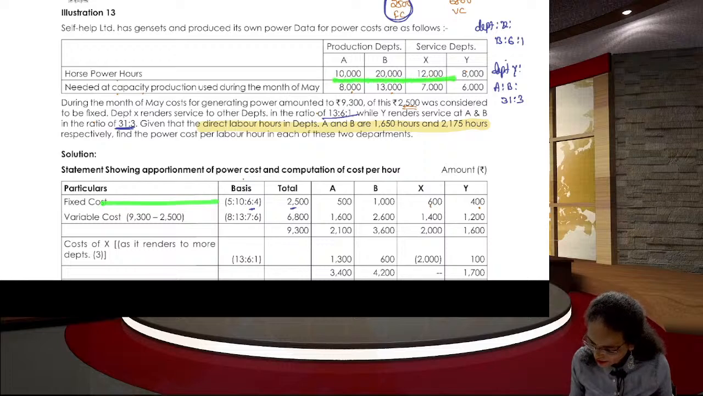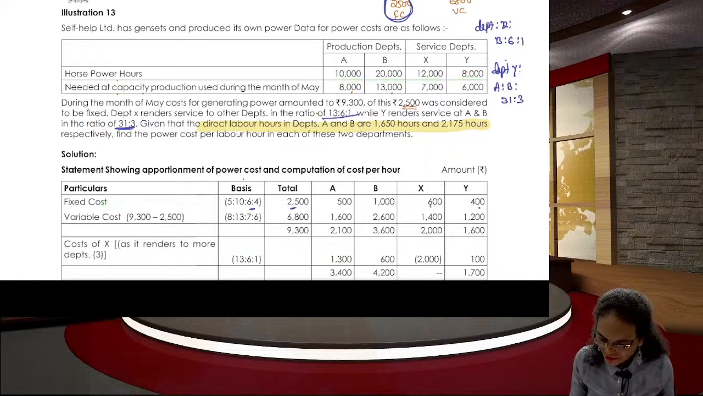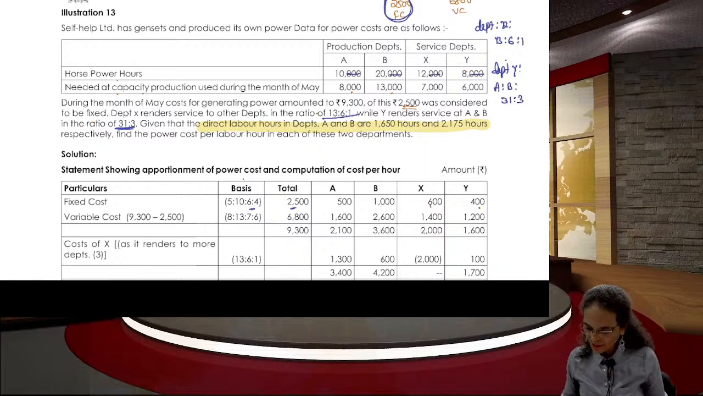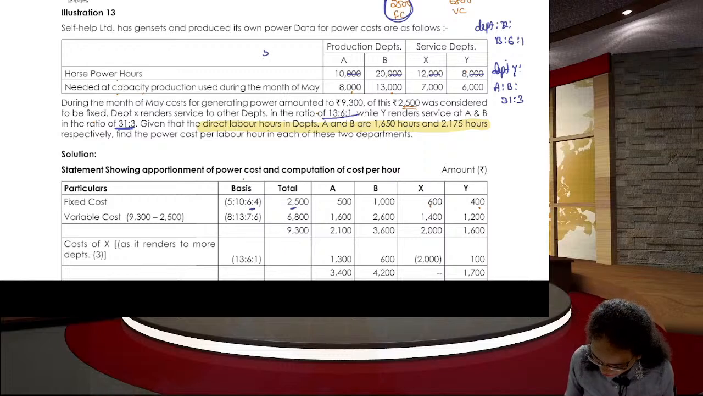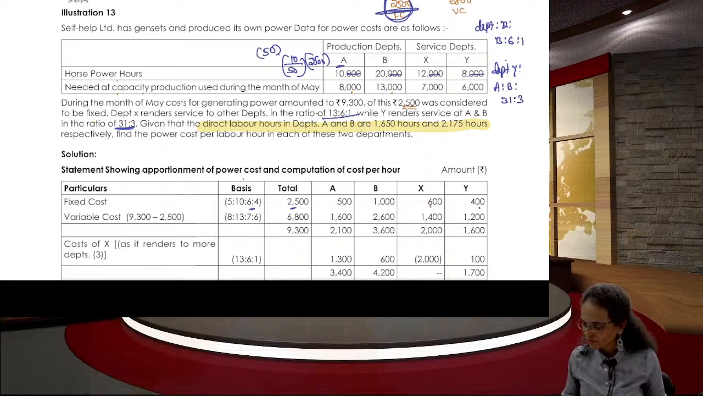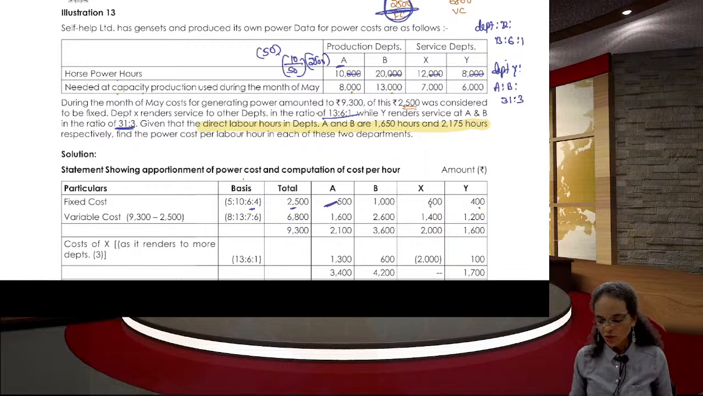10, 20, 12 and 8. 10 plus 20 plus 12 plus 8, that is nothing but 50. 50 is the total. 10 divided by 50. What is the fixed cost? Here 2500, for the production department A. 10 divided by 50 into 2500, that is 500. In the same manner, you allocate to the other departments.